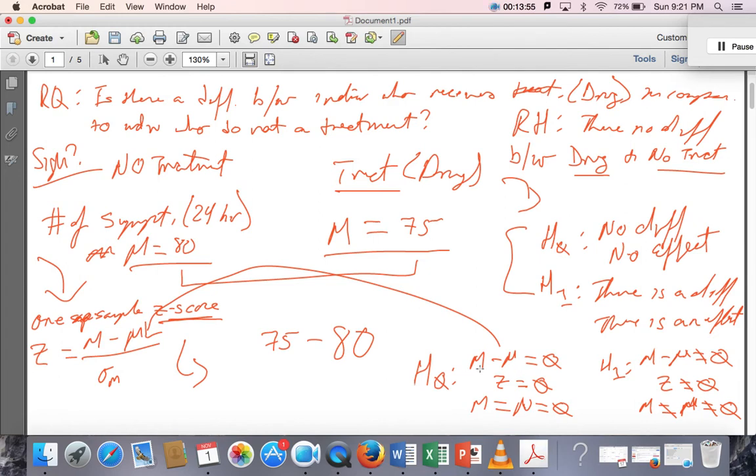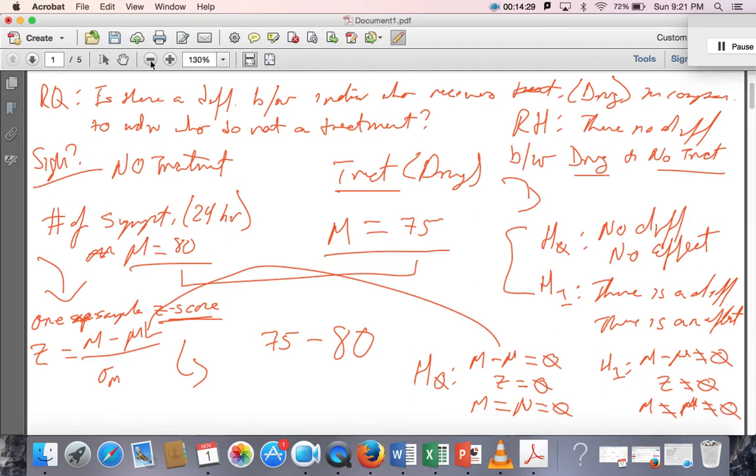So here, in other words, my average minus the population average is going to be equal to 0, z is equal to 0, or my group average is going to be equal to the population average. Or the alternative hypothesis would predict that there is going to be a difference between the groups. There is an effect. So thus, my average minus the population average is not going to be equal to 0. Z is not equal to 0. Or you can say my group average is not equal to the population average, which is not equal to 0.